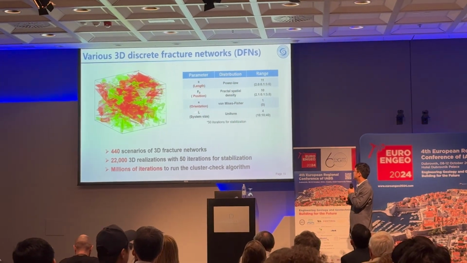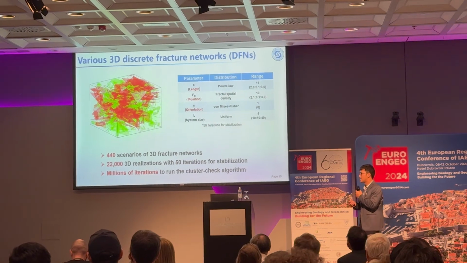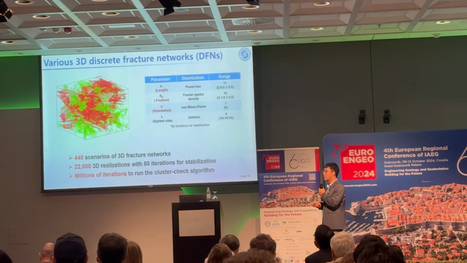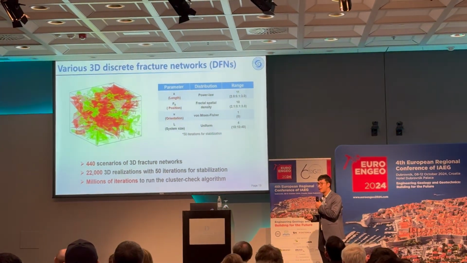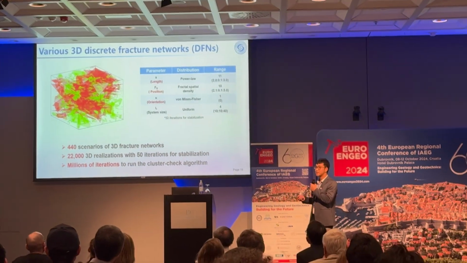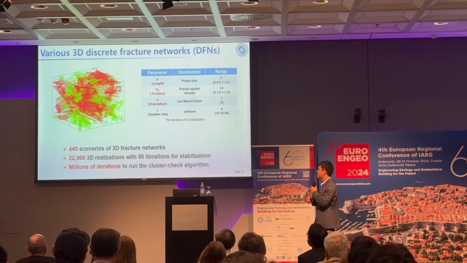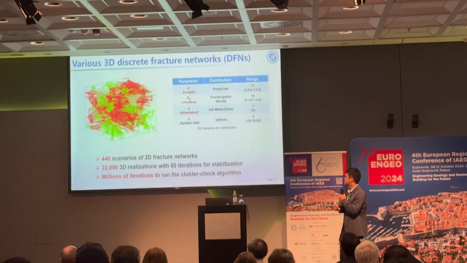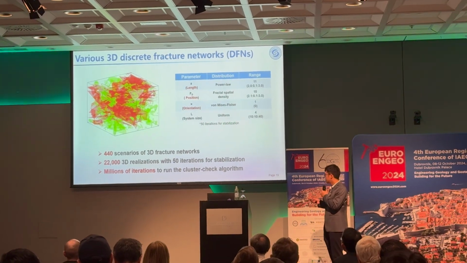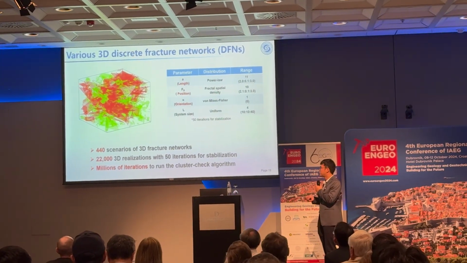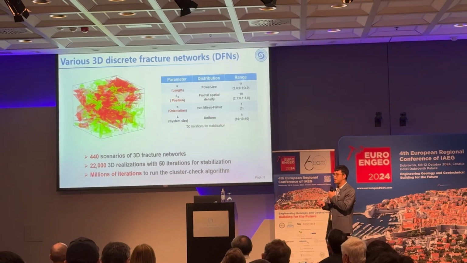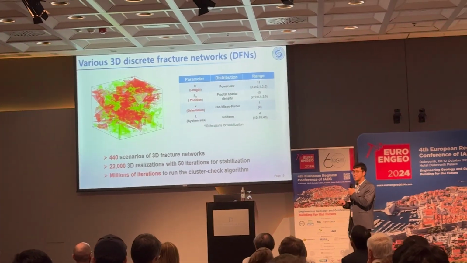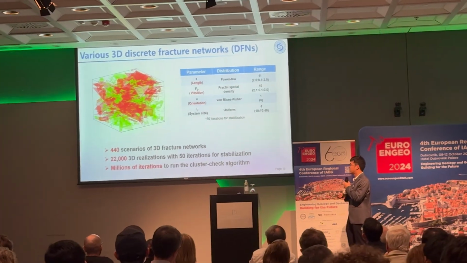Here the system size is to account for the finite size effect, because classic percolation theory deals with systems of infinitely large size, but all the systems we generated always have a finite size. So we have used different system sizes to account for the finite size effect. In total, we have generated 440 scenarios of 3D fracture networks. And since they are all stochastic processes, the results cannot be stable.